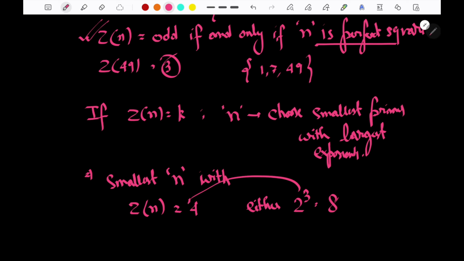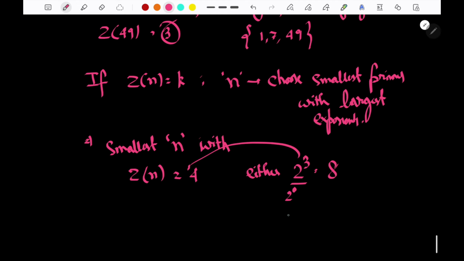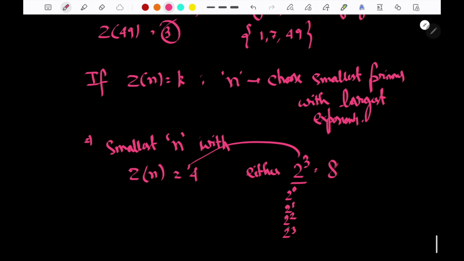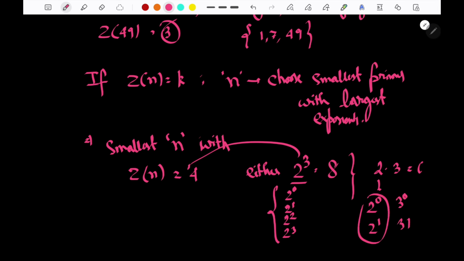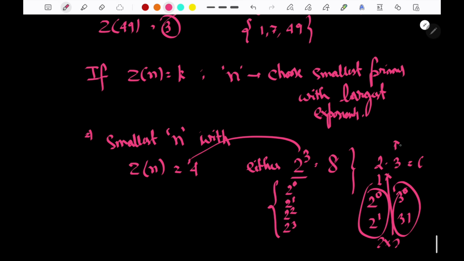How many divisors? 4 divisors. Why? 2 to the power 0, 2 to the power 1, 2 to the power 2, 2 to the power 3. Again, you can say it can be written as 2 into 3, which is equal to 6. Again it has exponents 2 to the power 0, 2 to the power 1, 3 to the power 0, 3 to the power 1. So you have 2 choices times 2 choices, that is 4 divisors. But which one is smallest? The smallest one is 6. Please remember these things for the solution of the question.